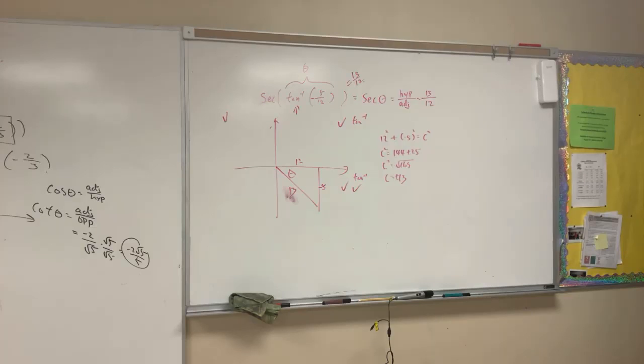Oh, it has to be over here, right? So it's gonna be that. So the answer is 4 over 5. Do you want me to go over the first one or no? Yes, please. Who needs me to go over the first one?